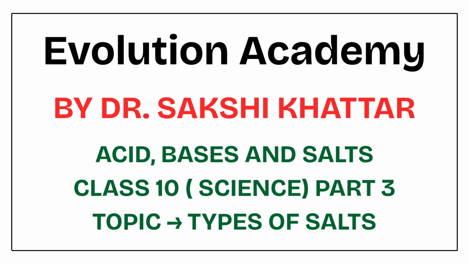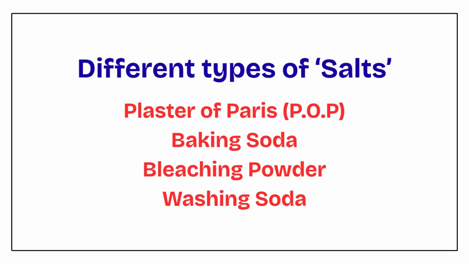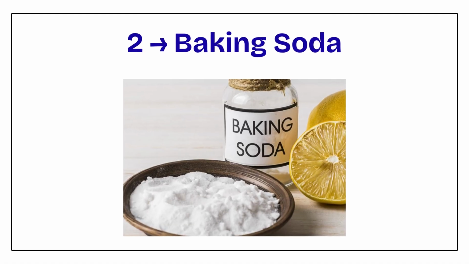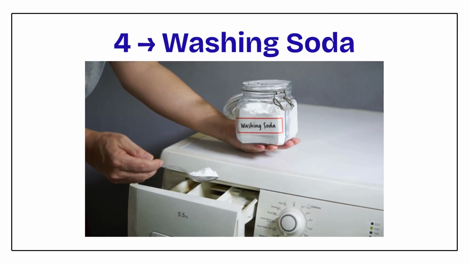Hello everyone. Today's topic is types of salts, in which I will be covering 4 important salts which are there in our syllabus. Number 1, plaster of Paris. Number 2, baking soda. Number 3, bleaching powder. And number 4, washing soda.